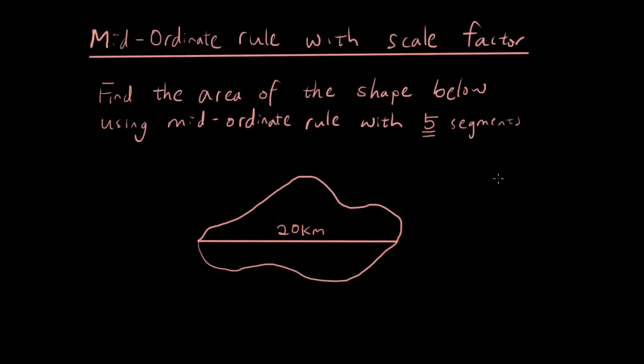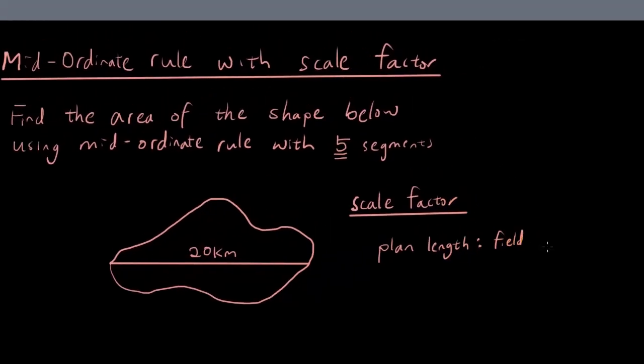So the first step would be to find the scale factor, because without the scale factor we cannot measure anything else on this map. So we need the scale factor, and the scale factor is written as the plane length to the field length. So the field length is the measurement in real life, and in this case it's 20 kilometers.